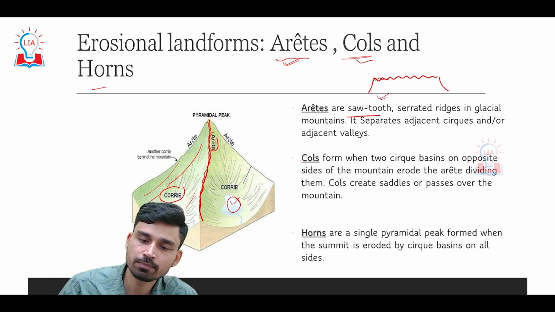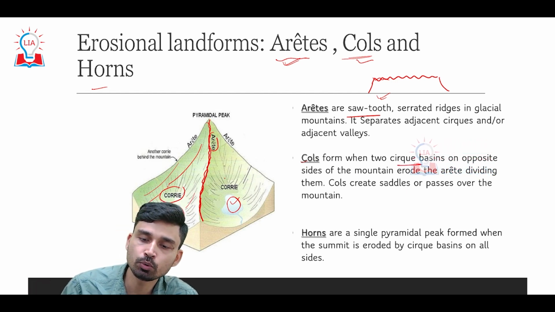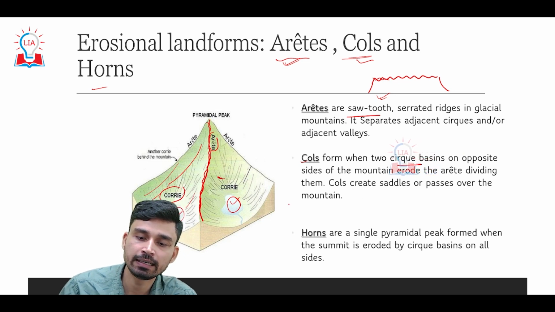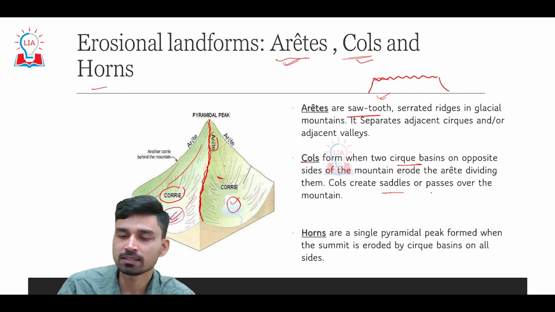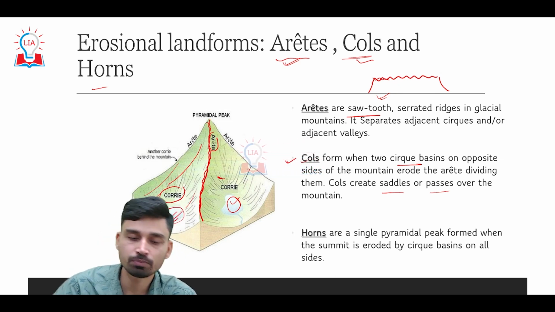Now, what happens sometimes is when two cirque basins are on the opposite sides of a mountain, when they start to erode the Arêtes, then it divides them, and thus a saddle-like structure is created, or we can say a mountain pass is created over the mountain, which is called cols. Now, imagine that you have three different corries causing headward erosion from three different sides.